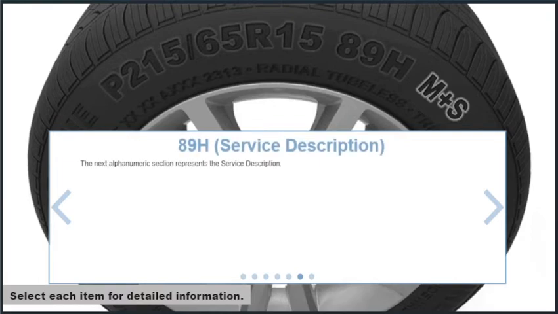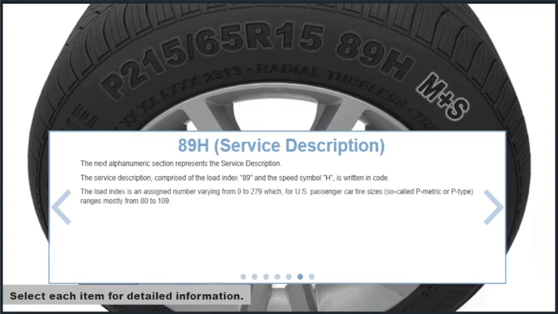The next alphanumeric section represents the service description. The service description, comprised of the load index 89 and the speed symbol H, is written in code. The load index is an assigned number varying from 0 to 279, which for U.S. passenger car tire sizes, so-called P-metric or P-type, ranges mostly from 80 to 109.